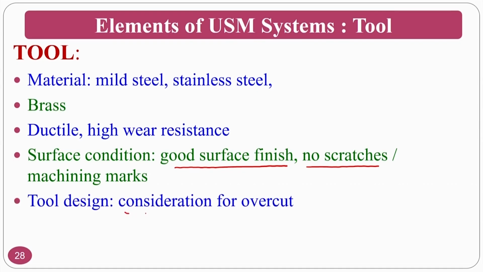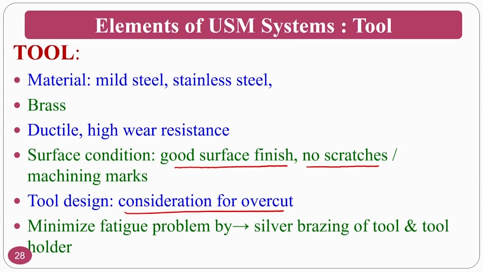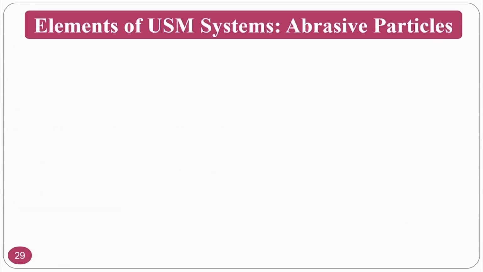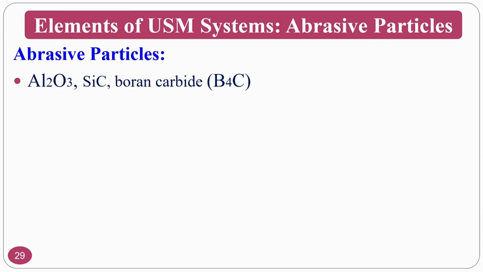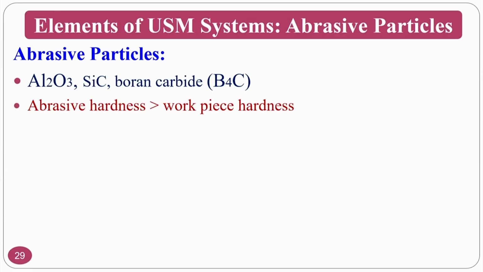For tool design, whenever you want to design a particular tool, you always have to be careful about the overcut and other things. Okay. Fatigue problems should be minimized by silver brazing the tool to the tool holder. Normally welding and other things will be reduced. So, in order to reduce the fatigue problems, silver brazing of the tool and tool holder will be done in most cases. The abrasive particles used in ultrasonic machining processes are boron carbide, alumina, as well as silicon carbide; these are the common materials.